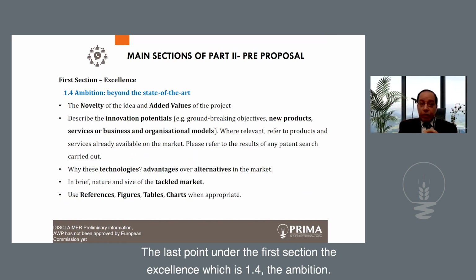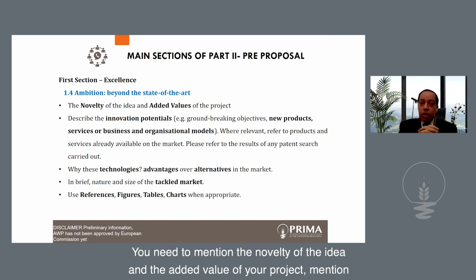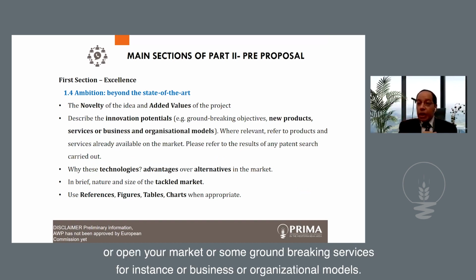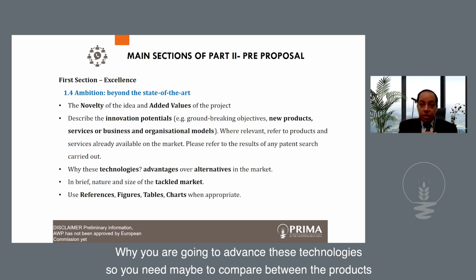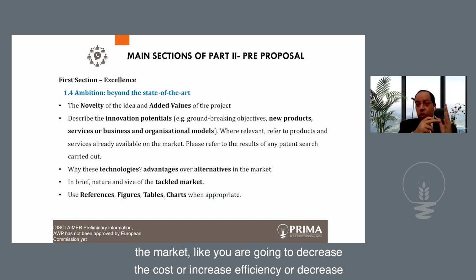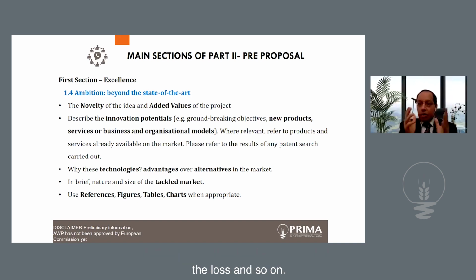The last point under the first section, which is the excellence, is 1.4, the ambition. You need to mention the novelty of the idea and the added value of your project. Mention as well the innovation potential, like if you are going to introduce new products, open new markets, or some groundbreaking services, for instance, or business or organizational models. Why are you going to advance these technologies? So you may need to compare the product or solution that you are going to develop with other alternatives that already exist in the market, like if you are going to decrease the cost, increase the efficiency, decrease the loss and so on.